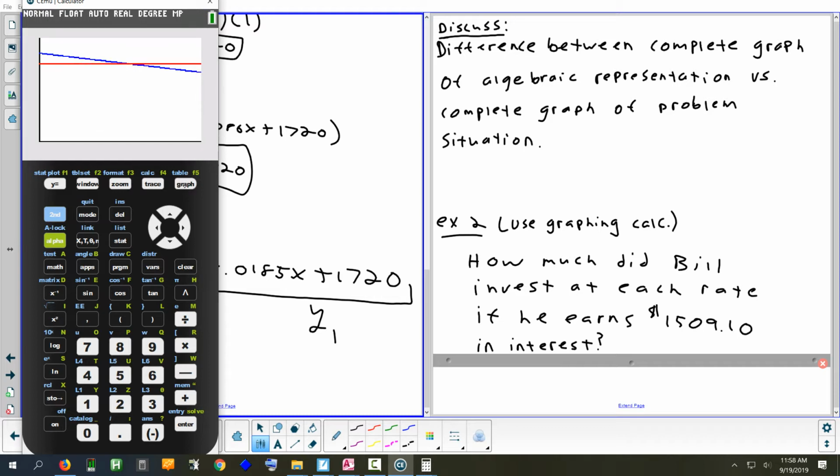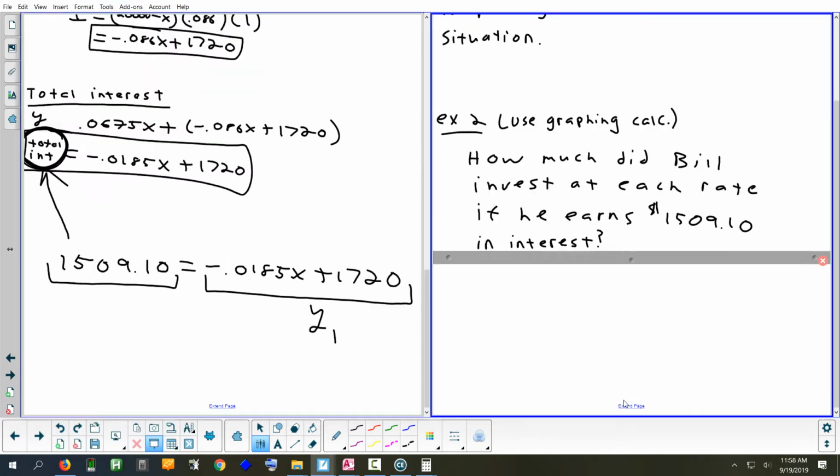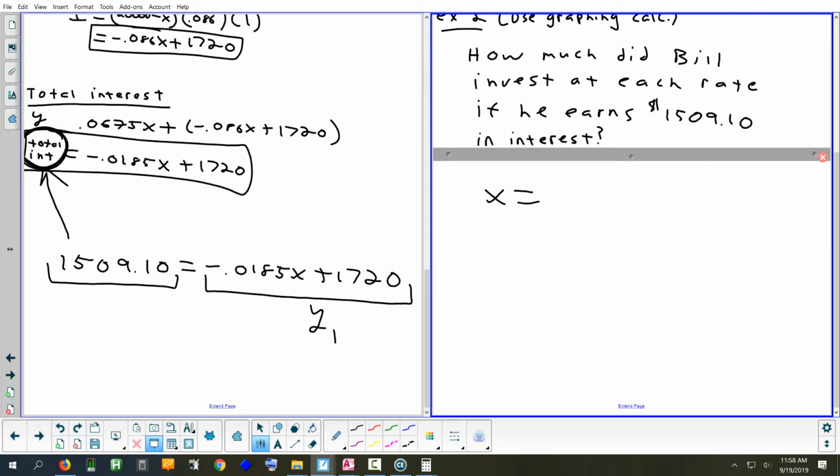Okay. Now what would I do? Find the intersection. Second, calc, intersect. Blue, red, guess. 11,400. I just solved for x. Alright, so x equals 11,400, and that's dollars. Now, when we started this problem, x meant something.